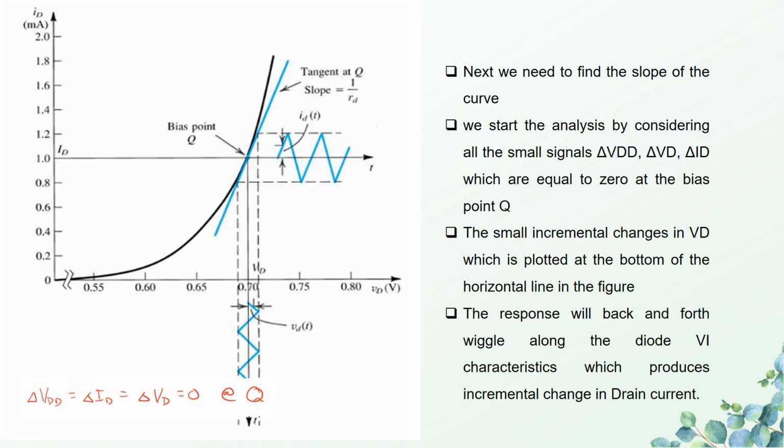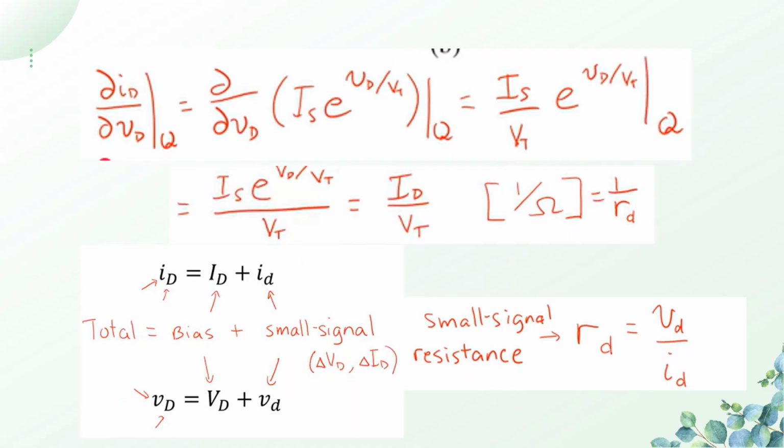So let us consider the condition where del VDD, del ID and del VD are initially considered as 0 volts. So when these values are 0, we are getting a DC bias point that is represented by Q. Now let us find the change in diode current ID with respect to the change in diode voltage VD at the Q point.